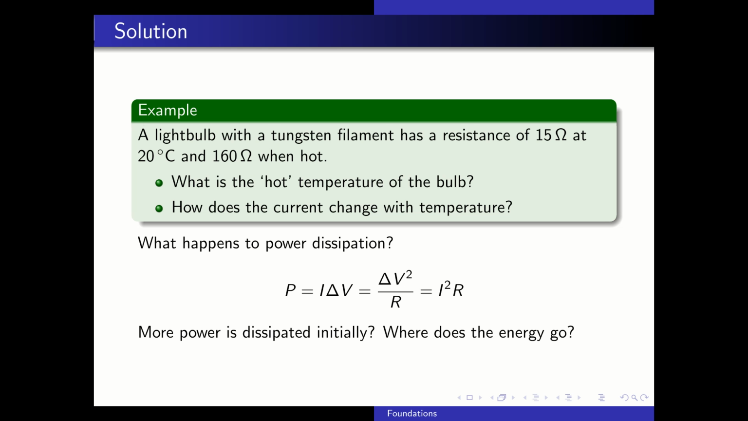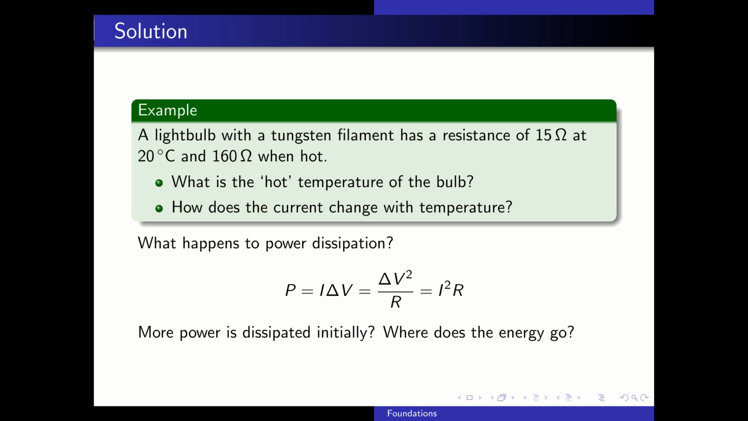But why do we have such a high power initially? Well, the reason is we need to heat up the bulb. Initially, the resistance is lower and the current is higher. We have this large power output, and most of that power is going into heating up the filament itself. Once the filament gets hot, current drops. We have a smaller power dissipation.